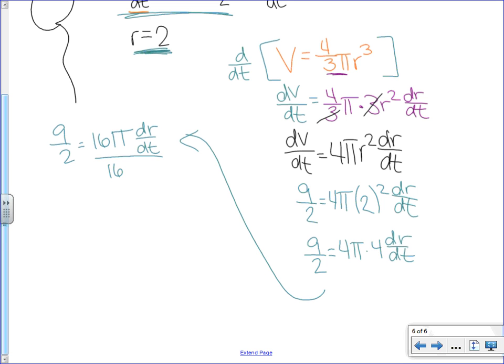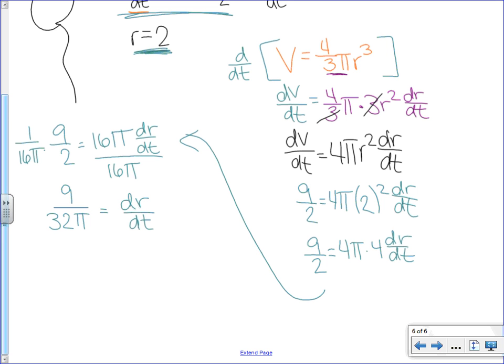And I will divide by 16 pi. I can write this as divided by 16 pi, but remember, dividing by a number is the same thing as multiplying by its reciprocal. So instead of dividing by 16 pi, I'm going to multiply by 1 over 16 pi. It's the same thing. And when I do that, I get 9 over 16 times 2, that's 32 pi, and that's equal to dr dt.